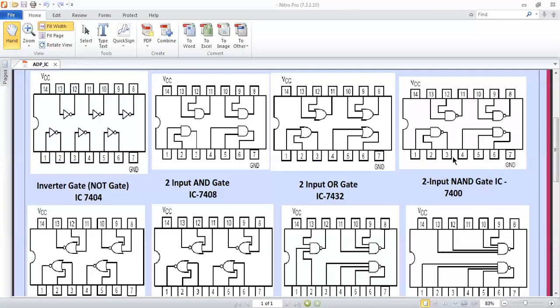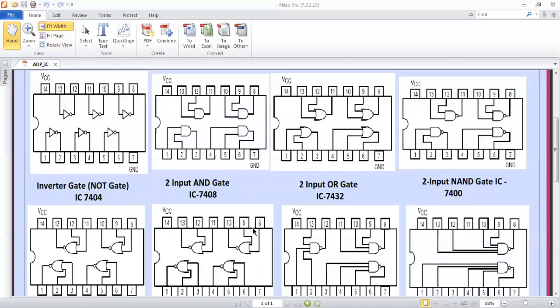In the same way for the other gates, 4, 5: input 0 0, output 1; input 0 1, output 1; input 1 0, output 1; input 1 1, output 0. Pin 7 is once again ground, and pin 14 is plus 5 volt VCC.